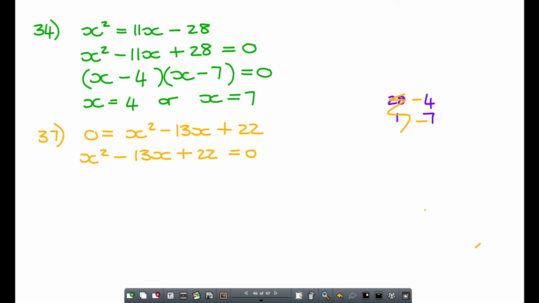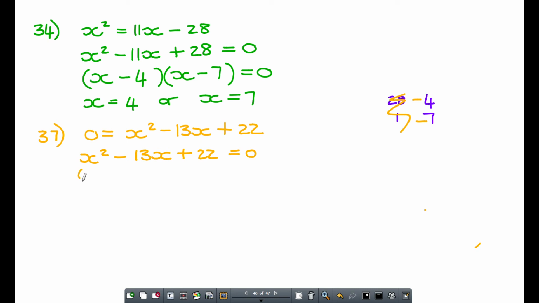You could. If you did that, it would have been minus x squared, positive 13x, and this will be a minus 22. But it wasn't necessary, because then your next step would have been take out a negative 1 in any case. All right, so let me just change that again. There we go. Okay, so it's a trinomial, so we're going to factorize.